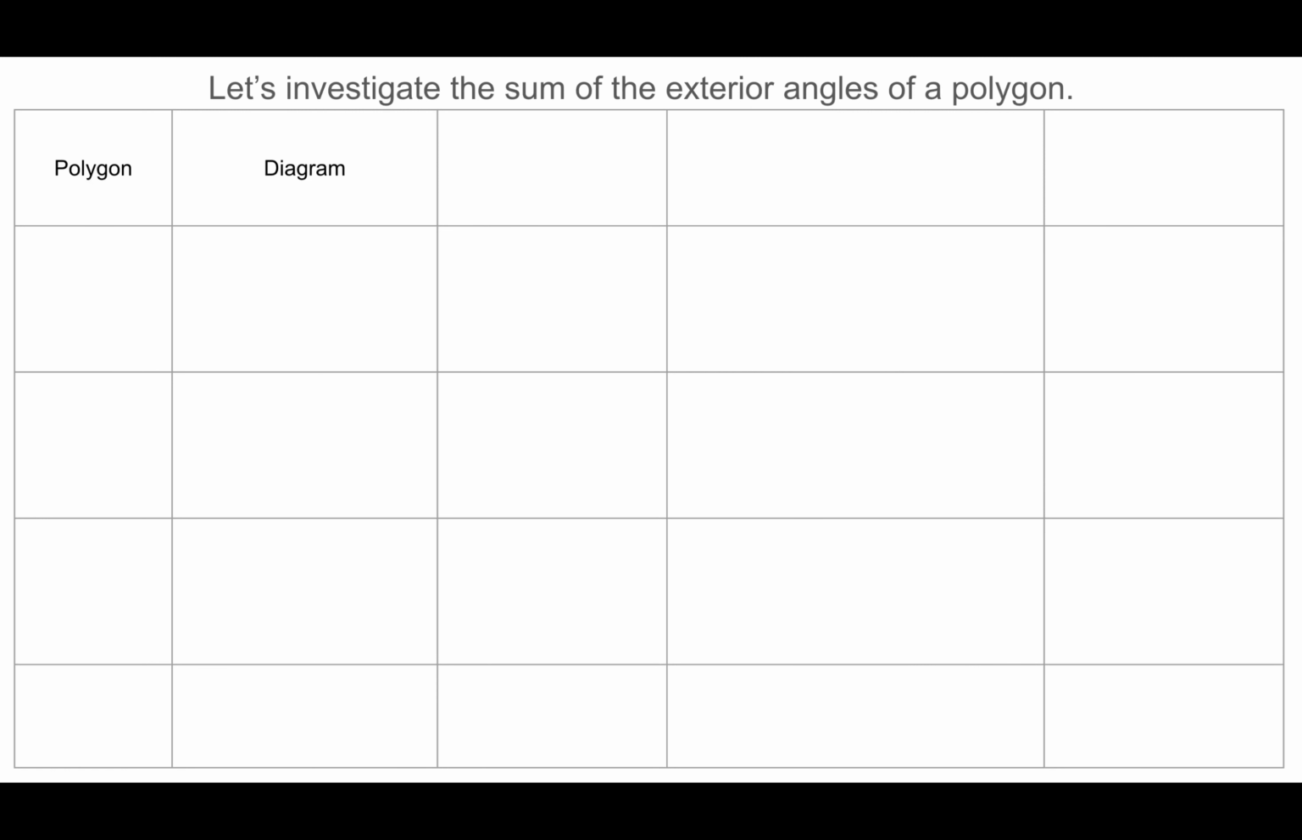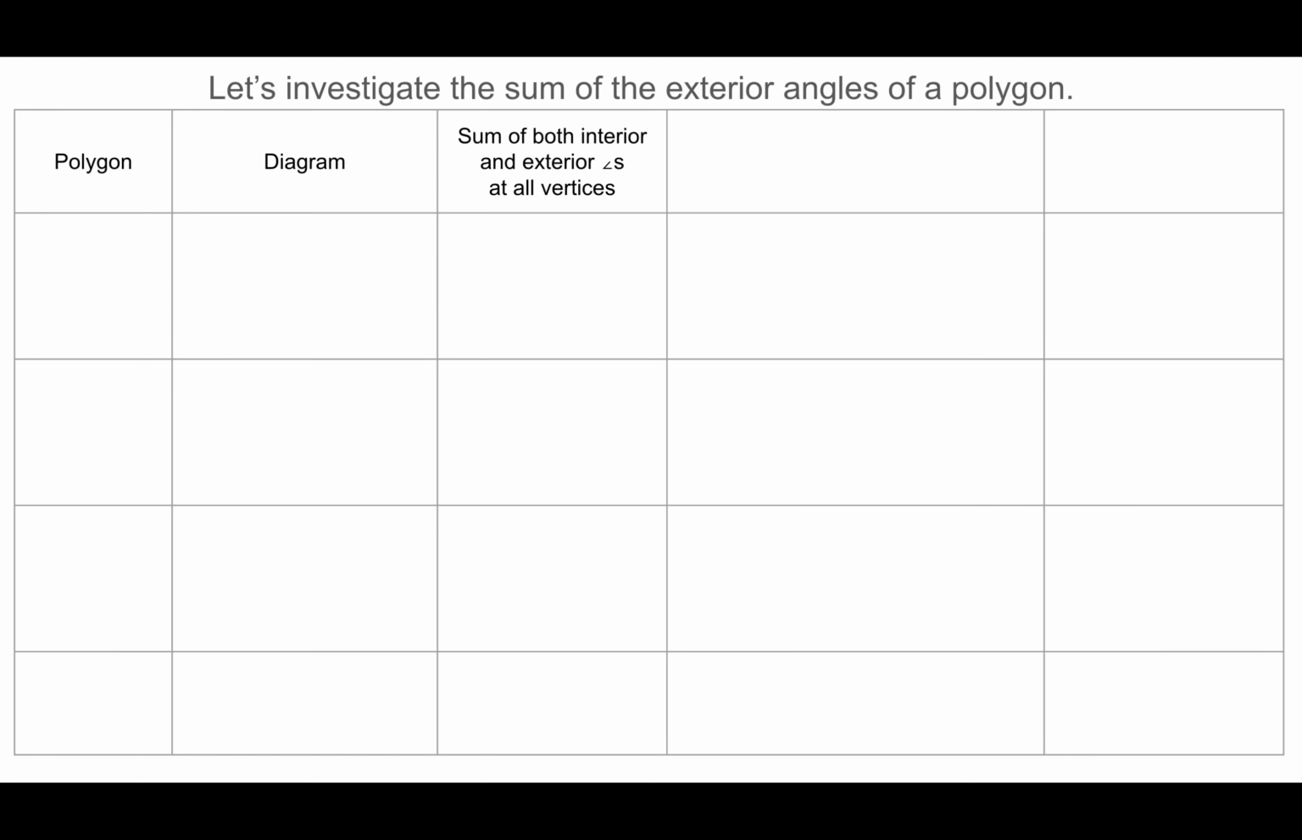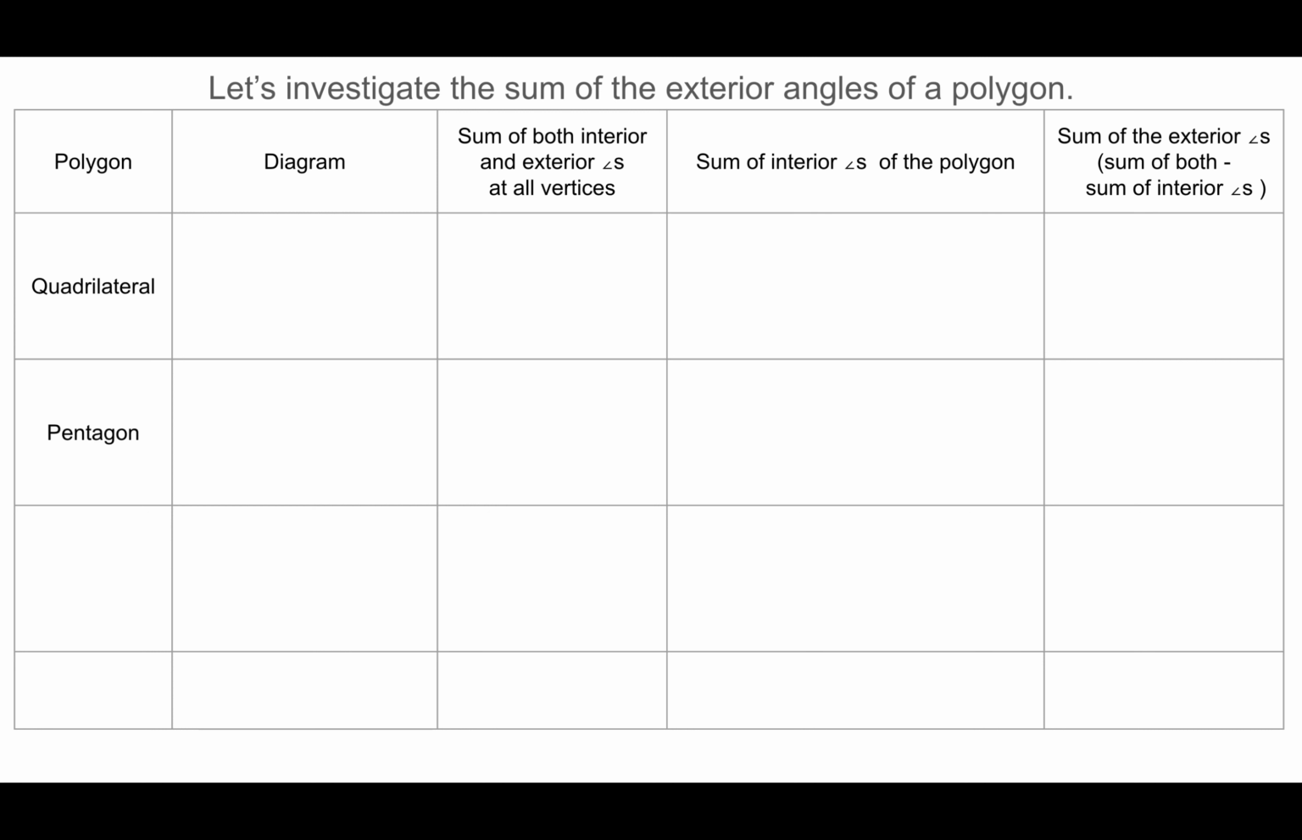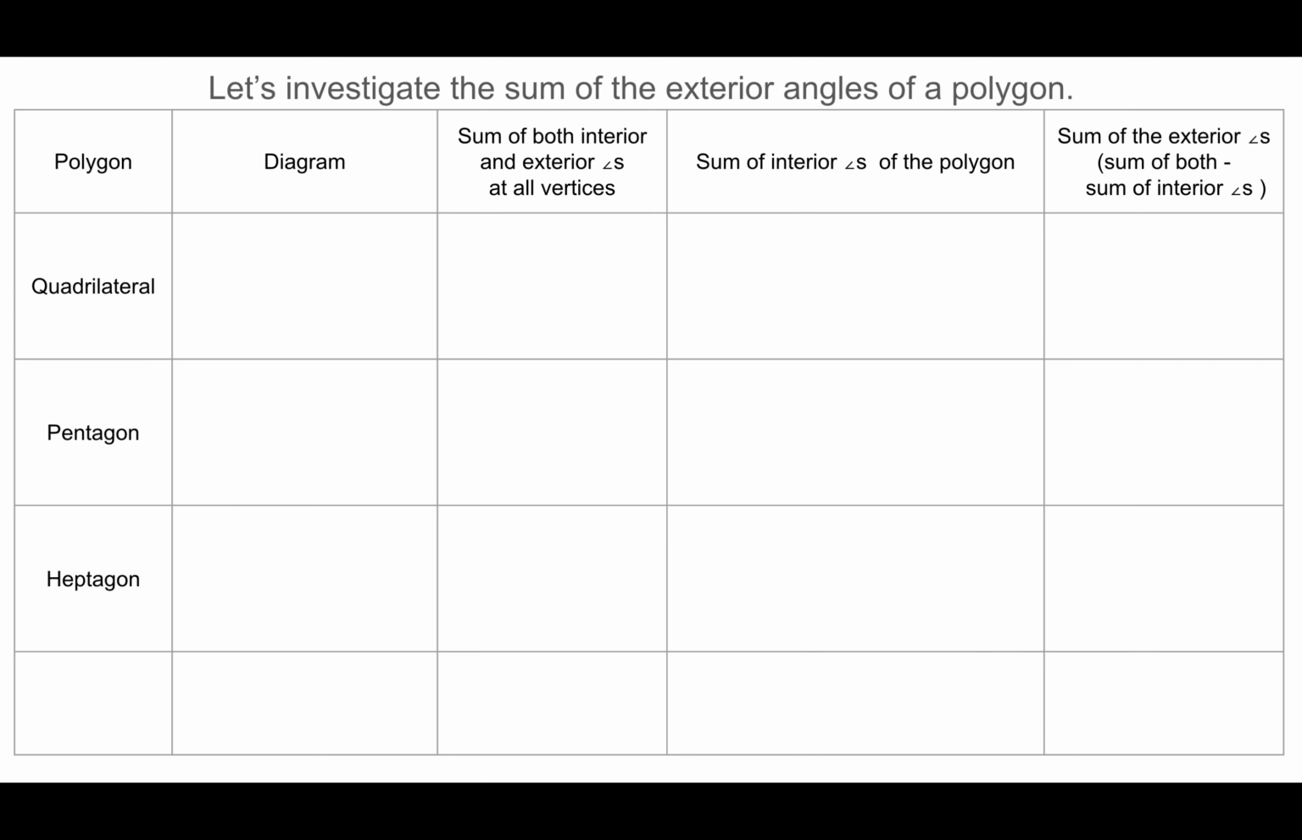So we'll have the polygon, a diagram, the sum of both the interior and exterior angles at all the vertices, the sum of just the interior angles of the polygon, and then the sum of the exterior angles. And we'll calculate that by looking at the third column, which is the sum of both, and we're going to subtract the sum of the interior angles. So let's start with our quadrilateral. Then we'll have a pentagon. After that, we'll have a heptagon. And then we'll end with an n-gon, which is any sided figure.